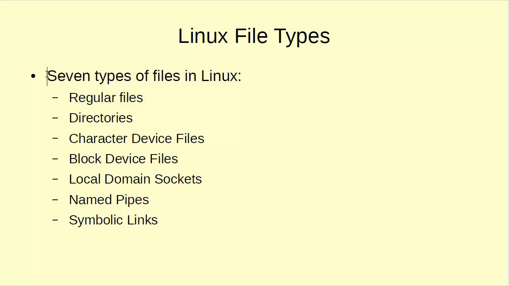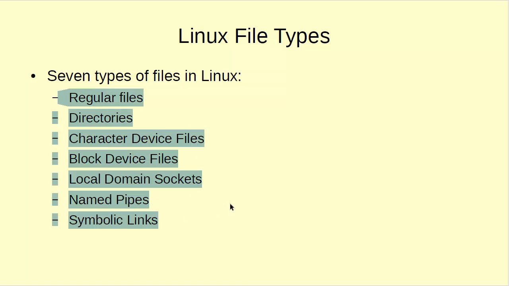So then, these are the seven types of files in Linux. We've covered all of them. Regular files, directories, character device files, block device files, local domain sockets, named pipes, and symbolic links. So be sure you have a good understanding of them, and it will help you out in your Linux administration duties.